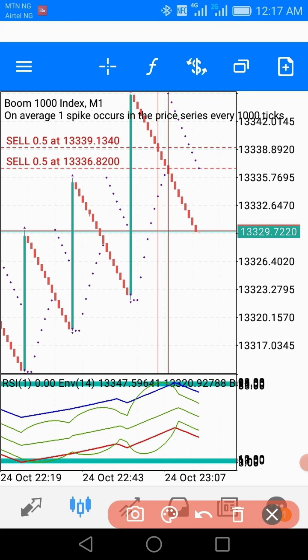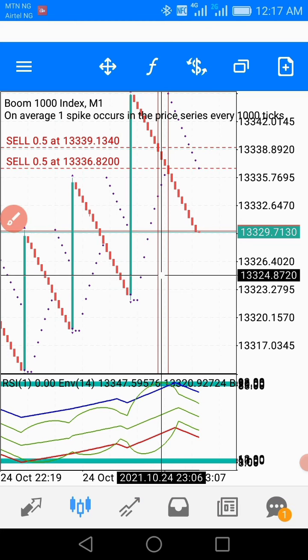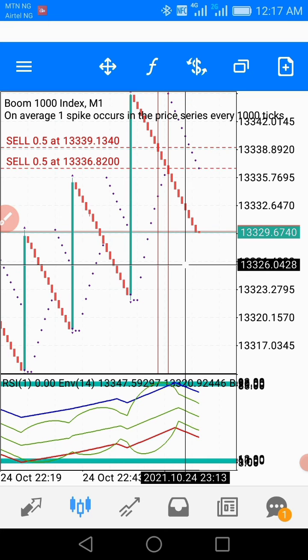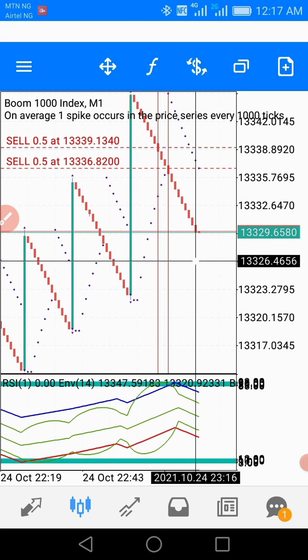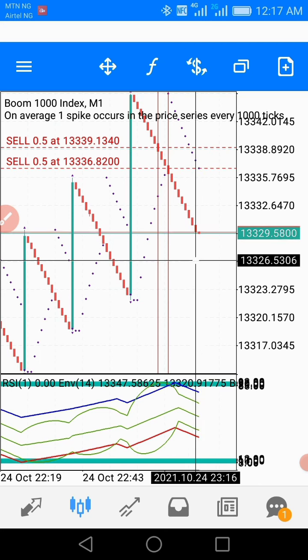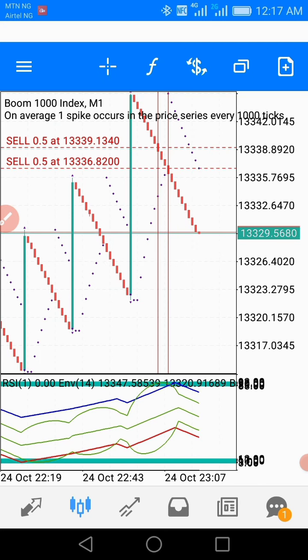Now let's count and see how many candlesticks we've taken. This is 1, 2, 3, 4, 5, 6, 7, 8, 9, 10. Okay, now at the close of this candlestick, we're going to take our trade, our profit, and then I'll continue with the explanation.